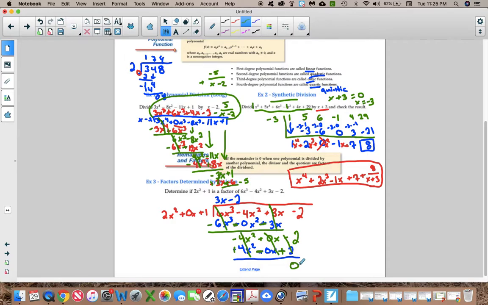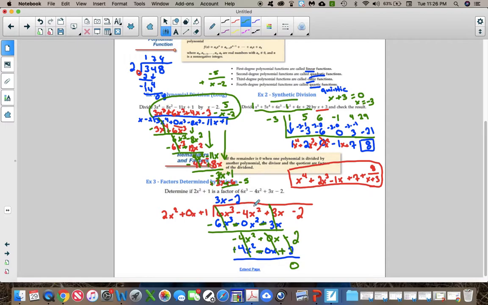And if I have a remainder of 0, then that means that this 2x squared plus 1 goes in there evenly. He's perfect, right? Like up here, 2 went into this number evenly because I didn't have a remainder, right? I did not have a remainder on the end there. So it says determine whether this guy is a factor of this one.